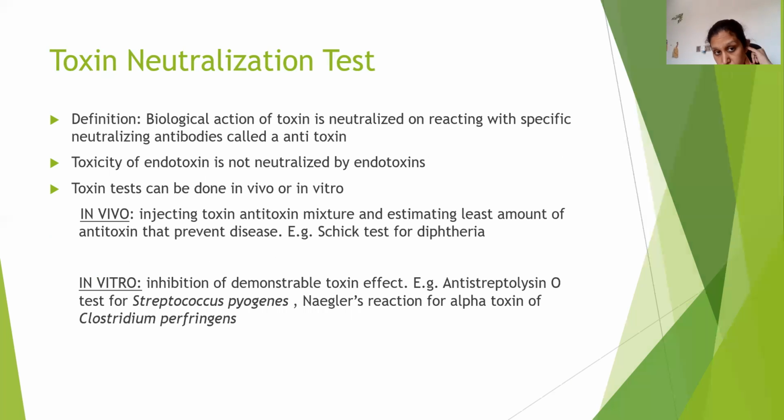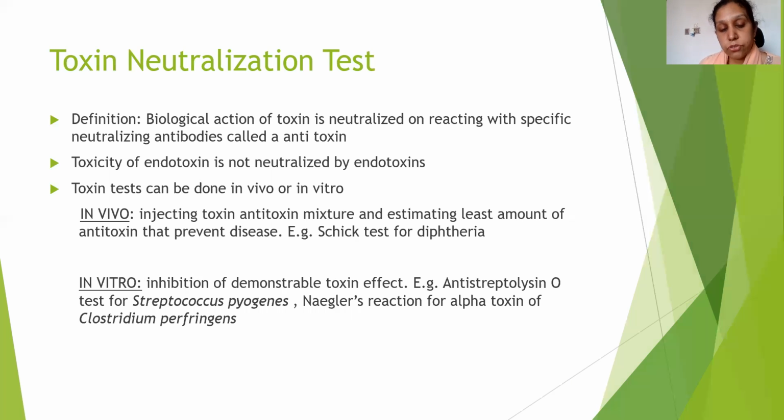Now, the second is toxin neutralization. Again, some biological action of the toxin is neutralized on reaction with the specific antibody, that is antitoxin. So it can be in vivo and in vitro. You should know the examples because you could be asked. In vivo, an example is the Schick test for diphtheria. You'll learn the Schick test when you read diphtheria.